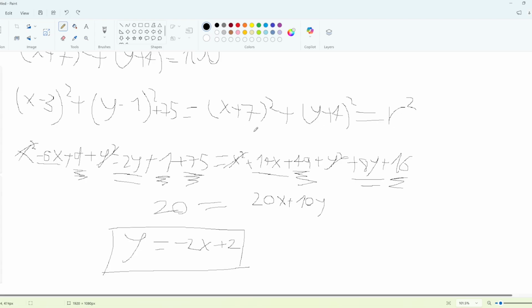They do not have the same radius, but the same relationship between the radii. Because if this has the radius of r, this will have the radius of the square root of r squared negative 75. This is going to be the radius of the left hand side. So they do have some sort of relationship.